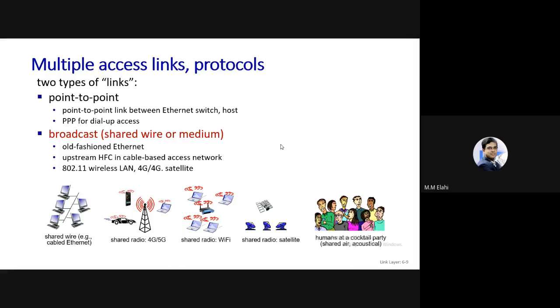But there is another category of link that we call broadcast, shared wire or medium. Previously, in wired Ethernet, it was the same, like broadcast. Even if you use a hub nowadays, a hub actually broadcasts signals to all nodes. So this is also part of broadcast. But whenever you use a switch, then there is no more broadcast.